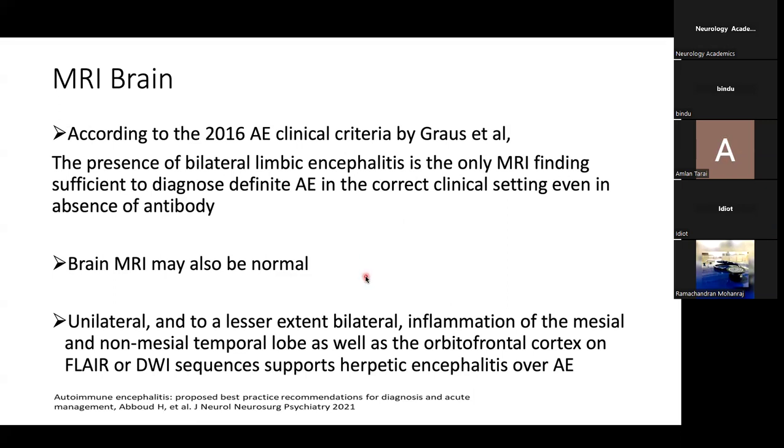And sometimes in autoimmune encephalitis, the brain MRI may be normal, or show unilateral or, to a lesser extent, bilateral inflammation of the mesial and non-mesial temporal lobe as well as the orbitofrontal cortex. FLAIR or DWI sequence findings support herpetic encephalitis over autoimmune encephalitis.